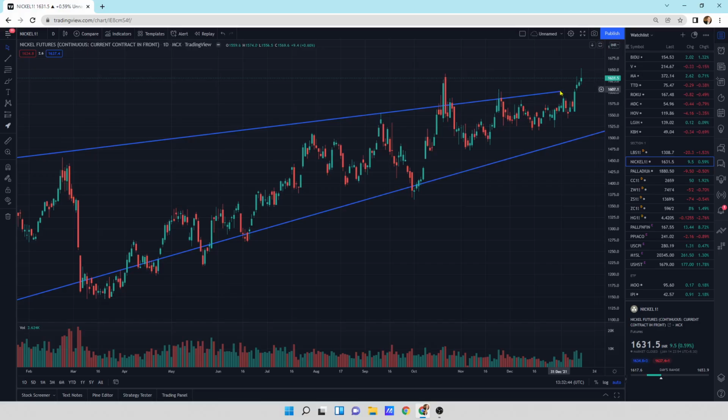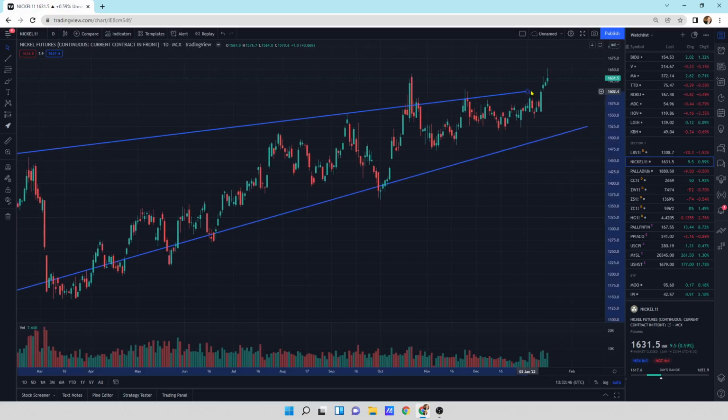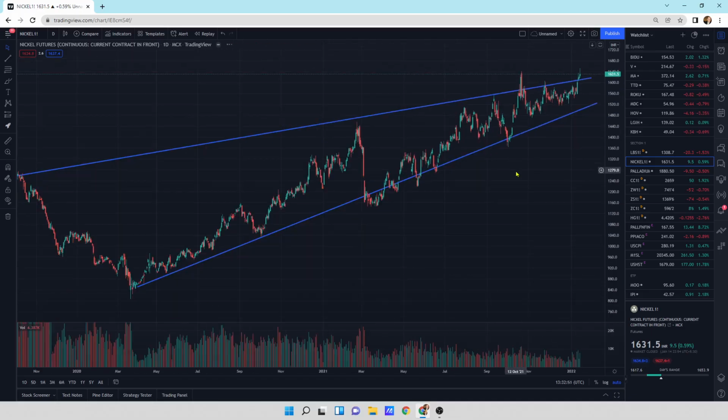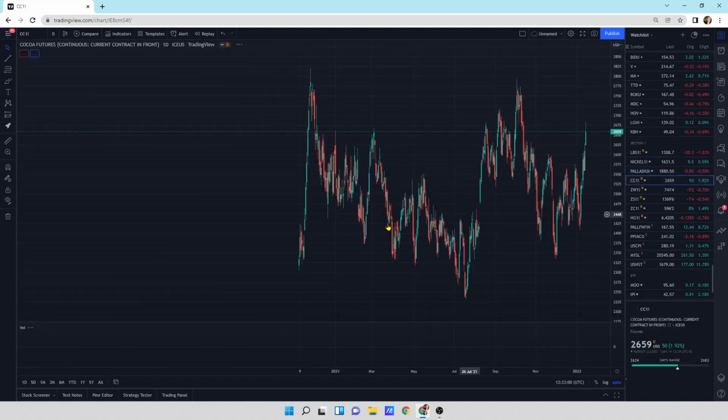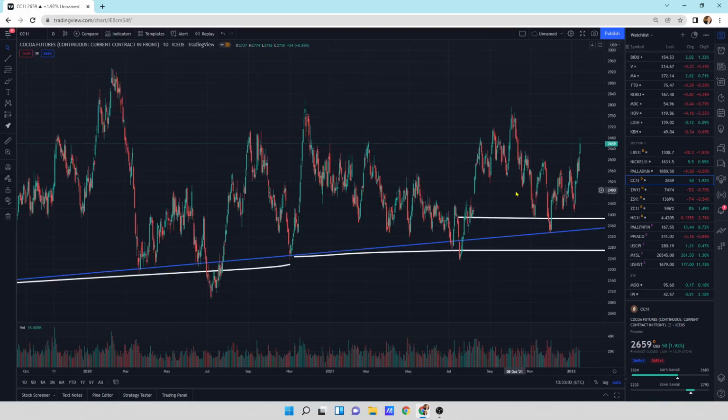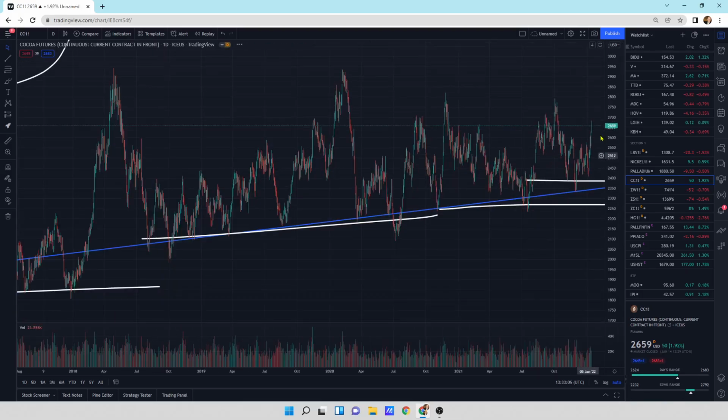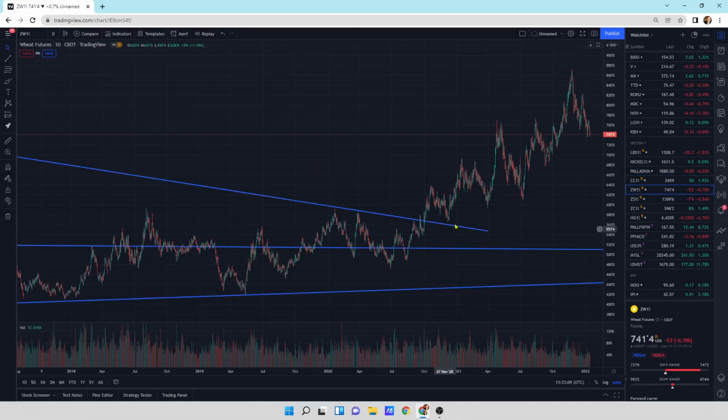Nickel broke its pattern to the upside, and hopefully we can get some momentum here and it keeps going. Nickel is breaking to the upside of its ascending wedge pattern, so this could be ultra bull. Palladium's been kind of pulling back, and that's kind of as expected. We've got cocoa futures doing quite well, a little bit in the upper end. We've got wheat futures. They've pulled up, and they're doing a little bit of a pullback at the moment.